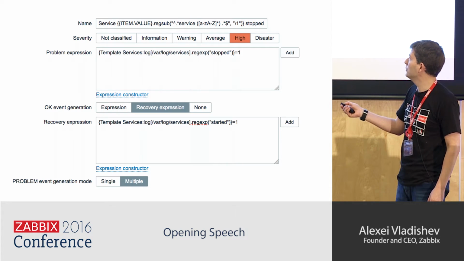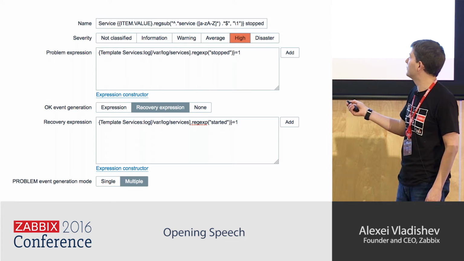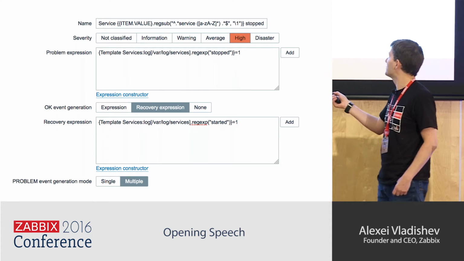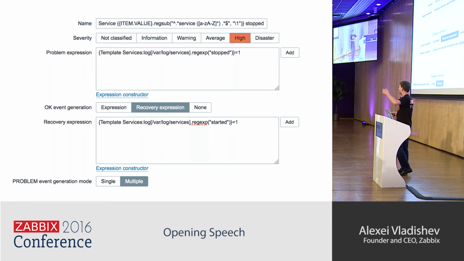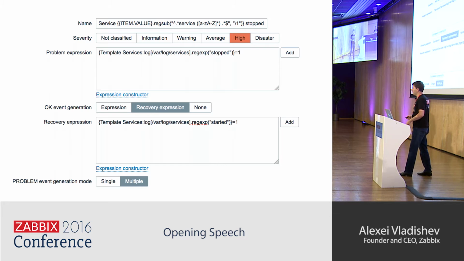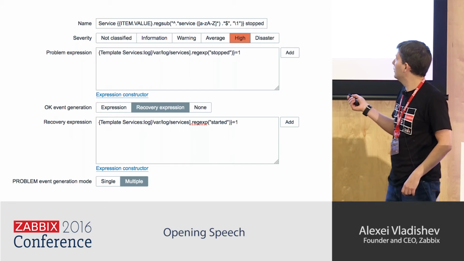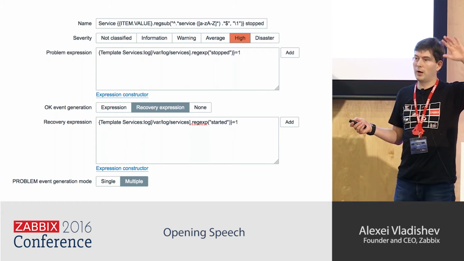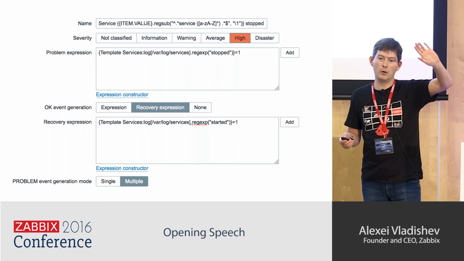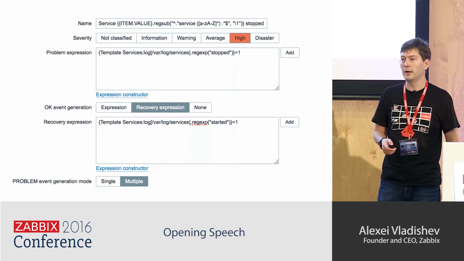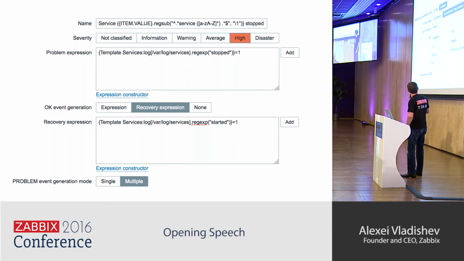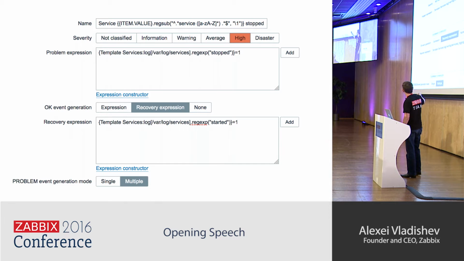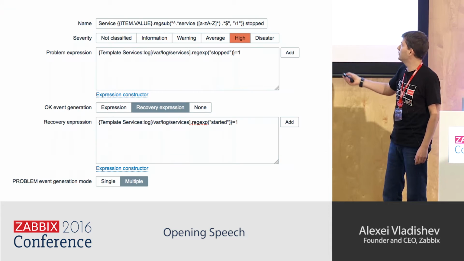We may use the same expression or a recovery expression which could be very different. So the recovery expression looks like the regular expression "started". So started would generate a recovery event, or OK event. And if we defined a trigger like this in Zabbix 3.0, this OK event would close all problems we have of this trigger, all previous problems. And it's obviously not what we need.